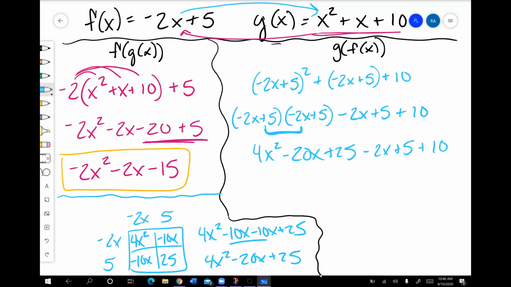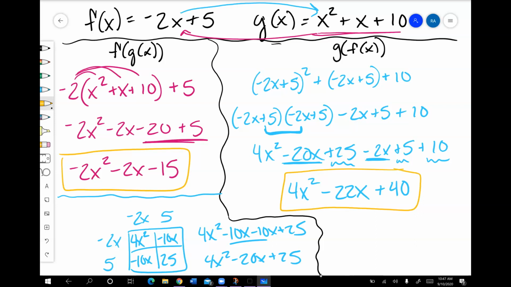Now just combine your like terms. Clean it up. Okay, so I can bring down the 4x squared. I've got a negative 20x, a negative 2x, which would be minus 22x. I've got a positive 25, a positive 5, and a positive 10, which is going to be a 40. And that is your answer. But do you see how they're different functions? They're different composite functions because you did them differently. Okay? Now sometimes they'll be the same, but that's very rare.